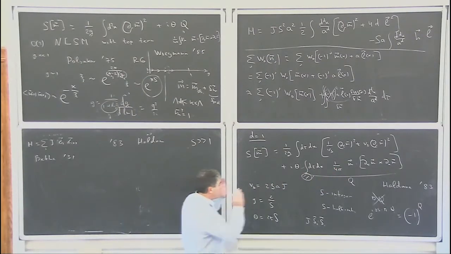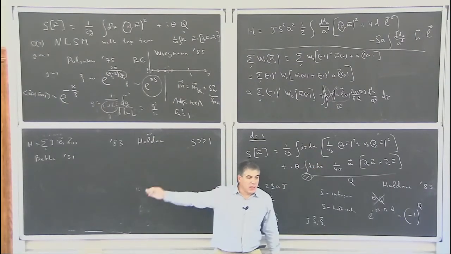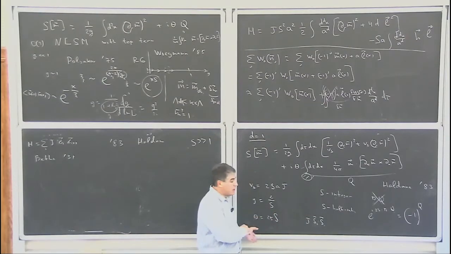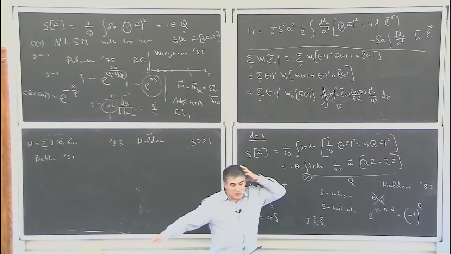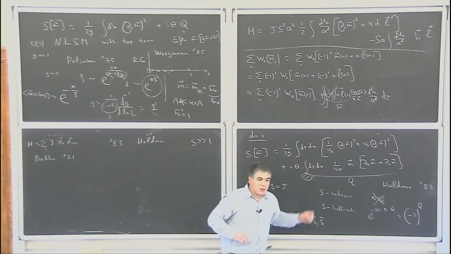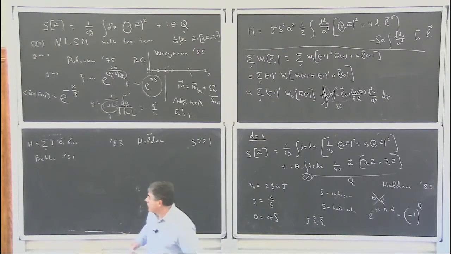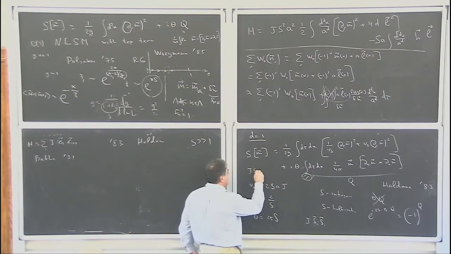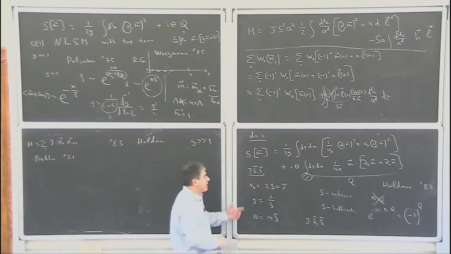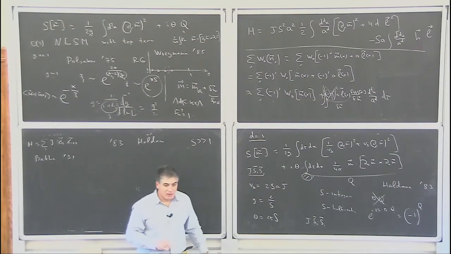So Haldane boldly conjectured that if S is integer, this does not matter at all, and it's always in the gapful phase. And if S is half integer, something changes, and for some reason after that scale, you go to algebraic decay instead of exponential decay. Okay? And he conjectured that the Heisenberg chain, S_i S_j, precisely belongs to one of these two classes. For integer S, it has a gap. For half integer, it doesn't have a gap. And that's called Haldane's conjecture.